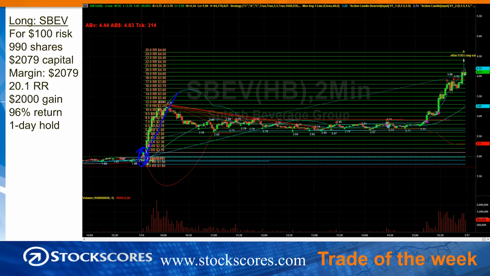To me, when you're up 11 RR there, and then you start to break the pullback, that's a decent reason to sell. But then there was an opportunity to buy it back again when you had a break from an ascending triangle right there. You can see another pink dot, another 2-minute action candle, and that was for a good run into the close. Now, the economics for someone that bought at the open and held until the end of the day were very good. For $100 of risk, 990 shares, that was a $2,079 position.